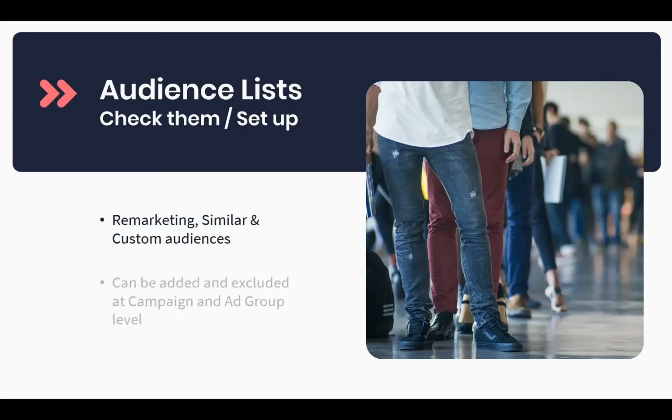These audience lists can be added or excluded at the campaign and ad group level, and there are various reasons for this. For example, you might want your entire campaign to target your existing site visitors, or you might only want a specific ad group with certain terms to appear to people who have converted, for example. There are lots of different strategies. Again, it depends on the business and the objectives.